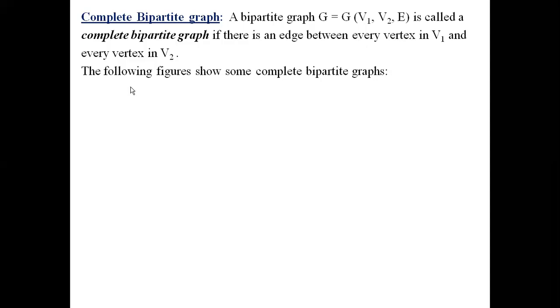So I've taken up some examples to show complete bipartite graphs. I've taken K1,3 here. So there's one vertex in the middle which is joined to three other vertices. Similarly, K1,5, one vertex in the middle is joined to five other vertices. K2,3, so on the left part you can see two vertices joined to three other vertices. And there should be an edge between every vertex of V1 to every other vertex of V2.